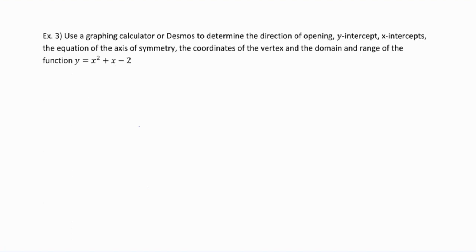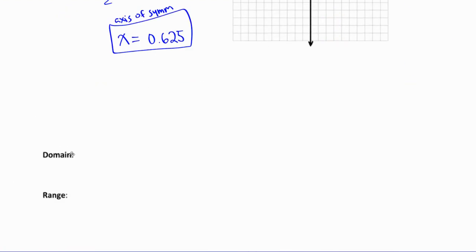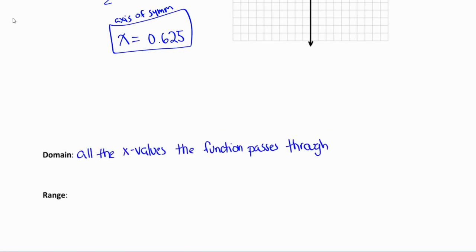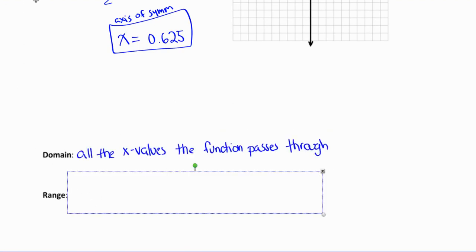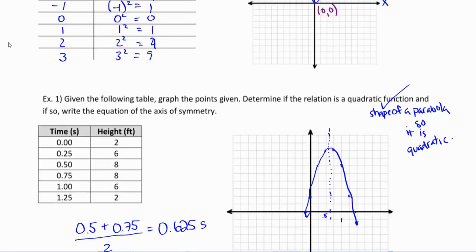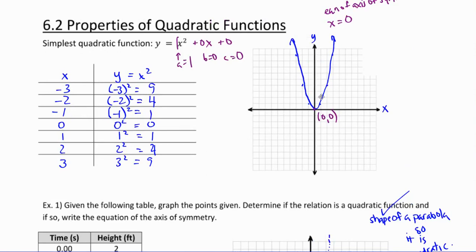So before we do that, domain and range. Our domain is all the x values that the function passes through. And our range is all the y values that a function passes through. So in the case of a parabola, my x values can be x equals 0, x equals -1, x equals -2, -3. I can keep going and going, and even if I get to -1,000,002, I can still square that. So all x values work for quadratic functions.